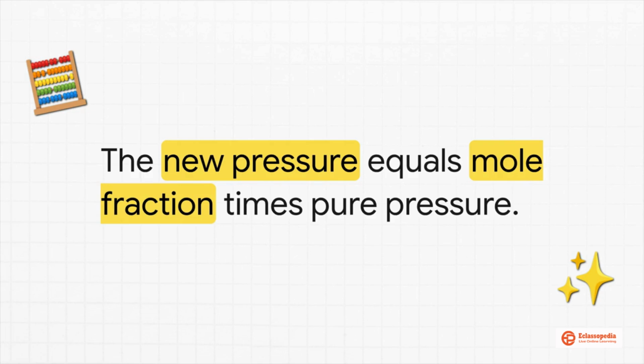The new vapor pressure simply equals the mole fraction of the solvent times the pure vapor pressure. It's a direct, purely proportional relationship. So think about it. If your solution is 90% water molecules, meaning a mole fraction of 0.9, the new vapor pressure is literally just going to be 90% of pure water's vapor pressure. As the mole fraction of the solvent drops, because you're adding more and more solute into the mix, the vapor pressure just drops right along with it.